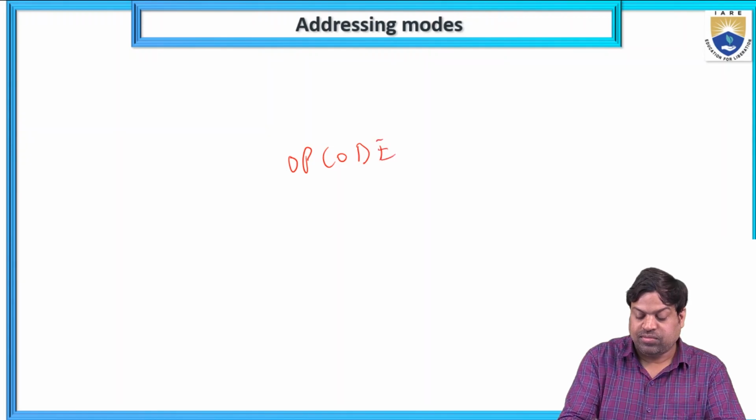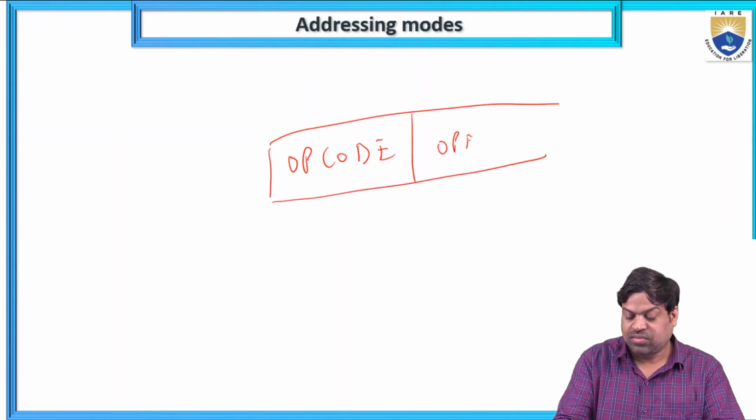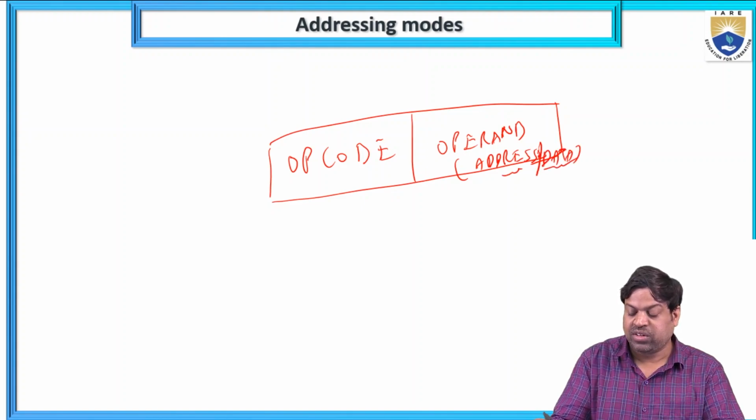So opcode, operand. In this operand, maybe I am defining address or data of this one. So sometimes we will define address, sometimes we will define data.